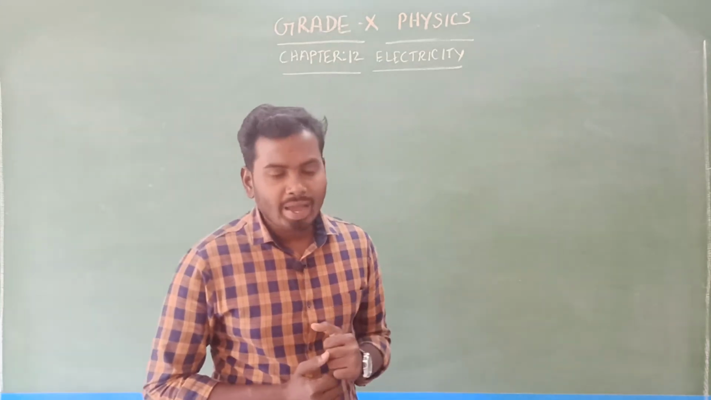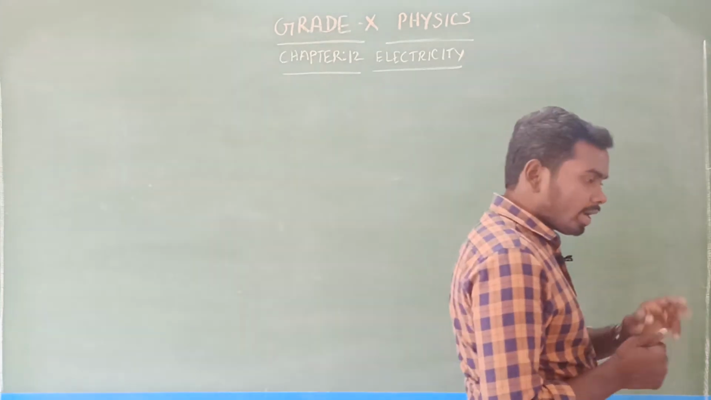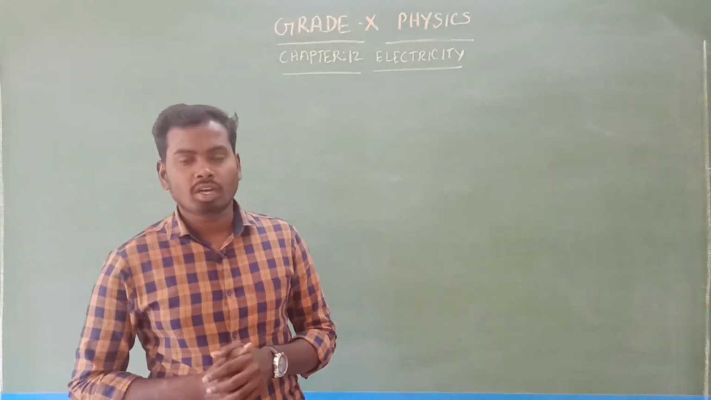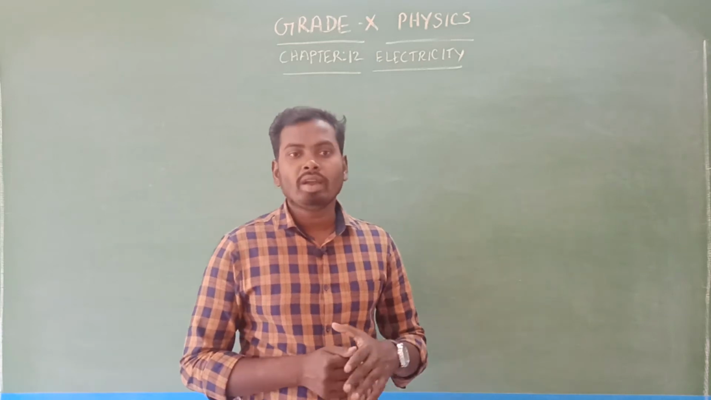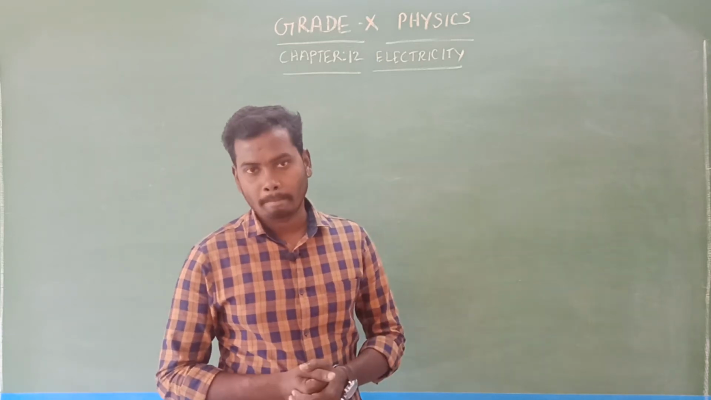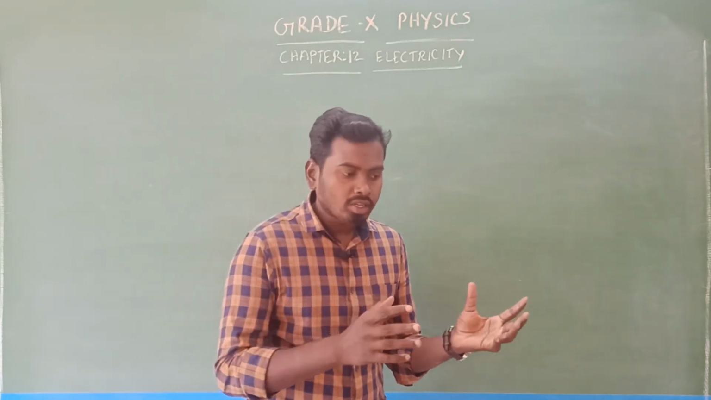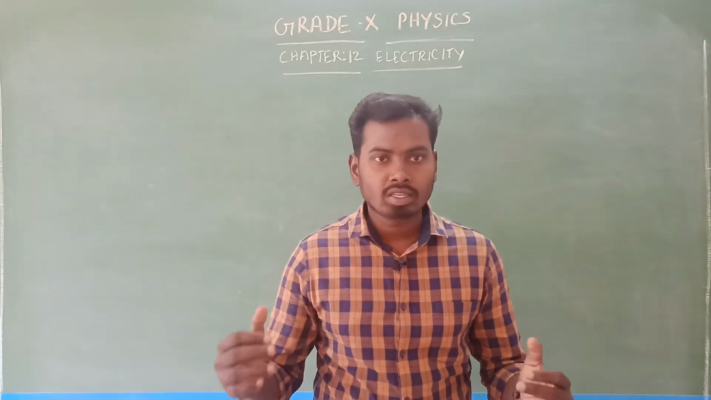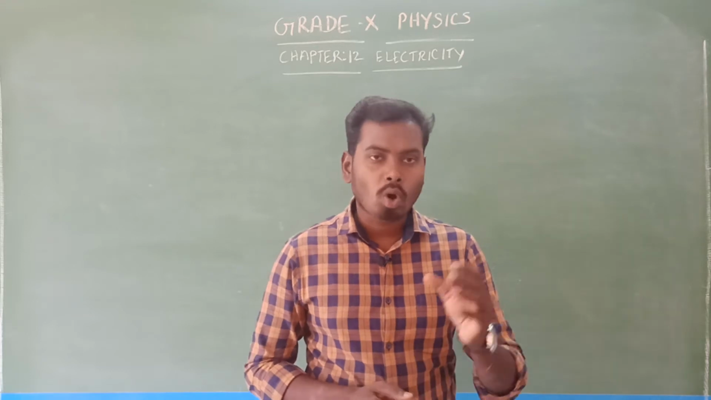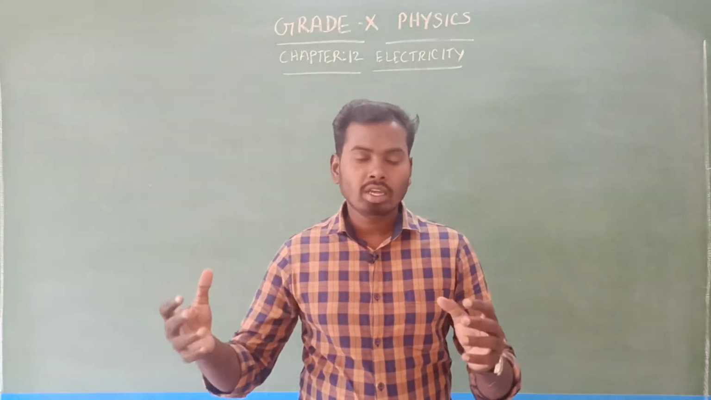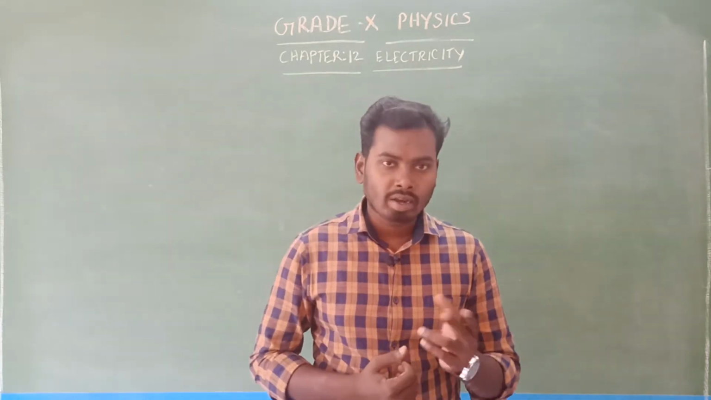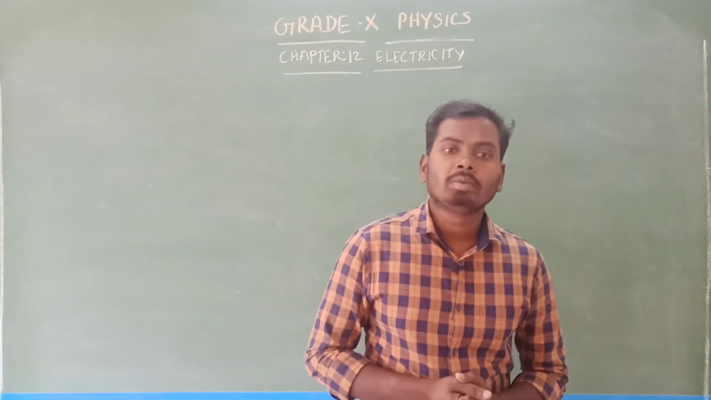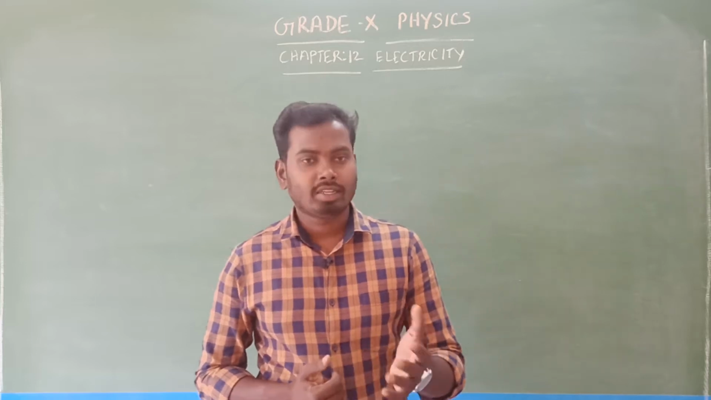So we can express electric power in two ways: first in terms of work done, and second in terms of energy, because work done is equal to energy. Whenever work is done, an equal amount of energy is consumed. So work done equals energy, and we can say electric power in terms of work done or electrical energy.